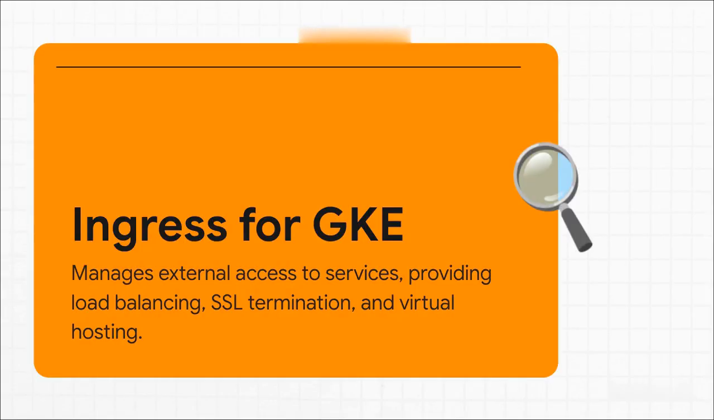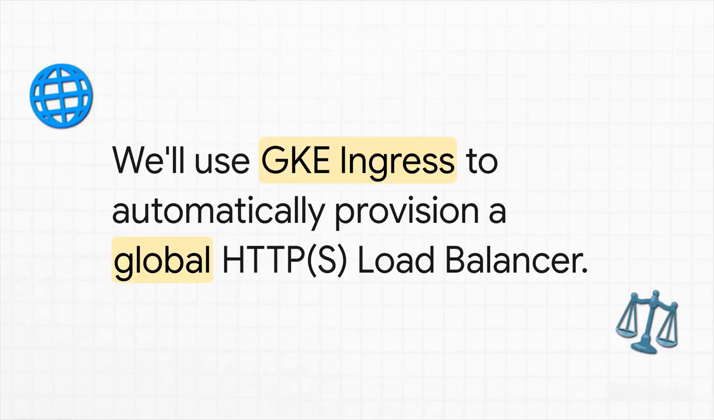And our number one tool for this job is going to be Ingress for GKE. Now, you probably know the basics, but let's just get on the same page. Ingress is a Kubernetes object that basically acts as the traffic cop for all external access. It's not just about letting traffic in, it's about managing it intelligently, providing load balancing, handling all your SSL certs, and routing requests based on the URL. It is incredibly powerful.